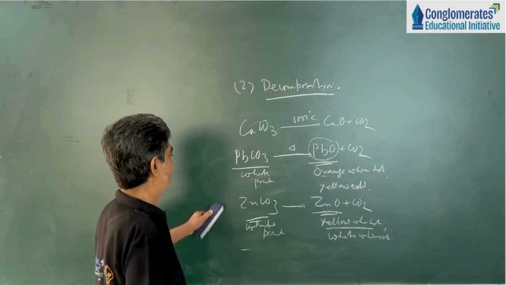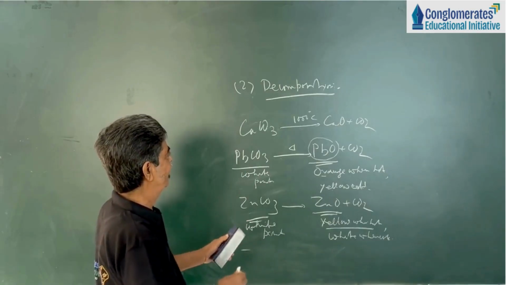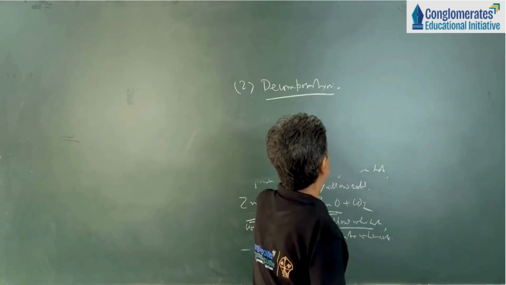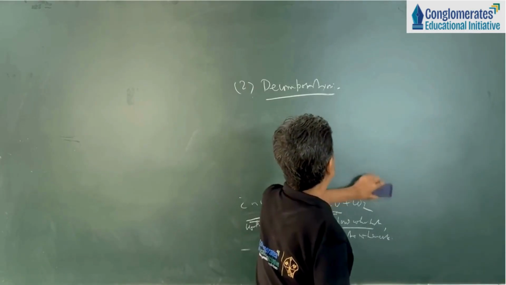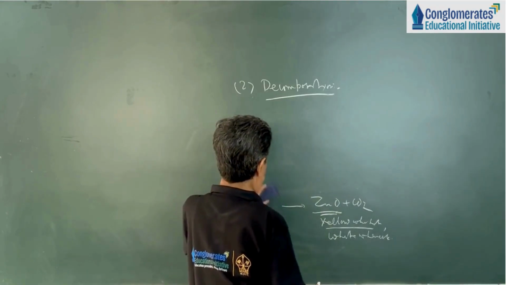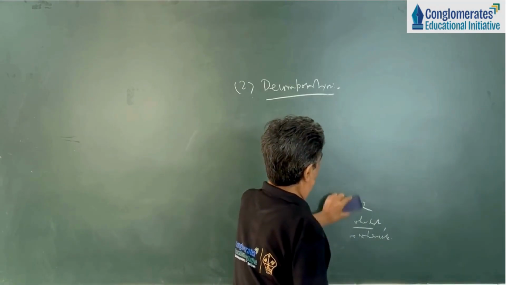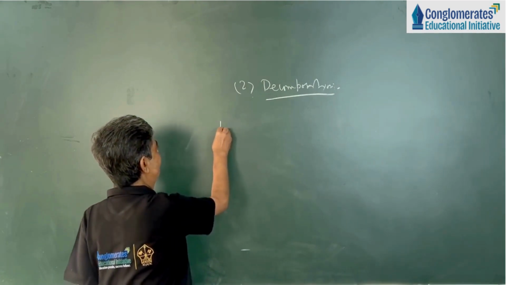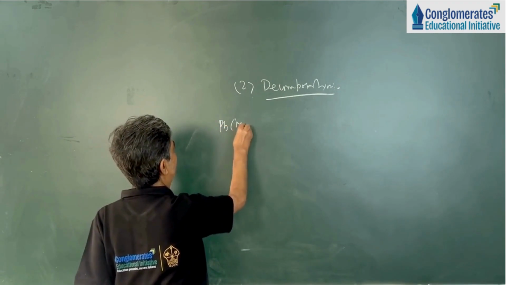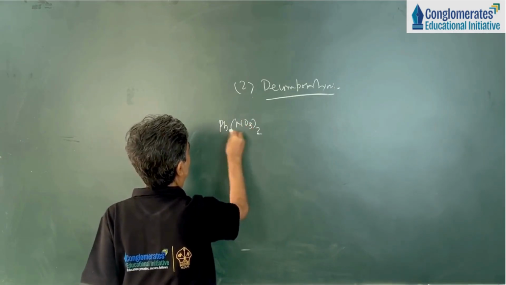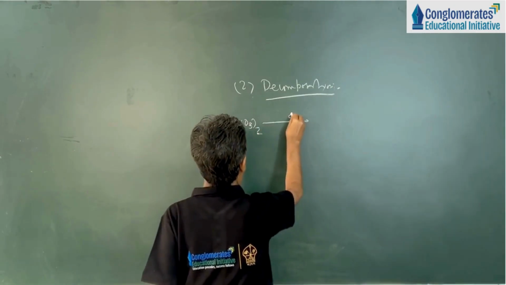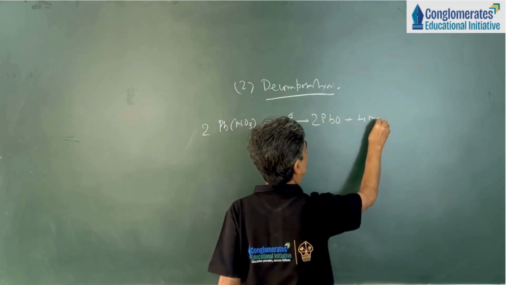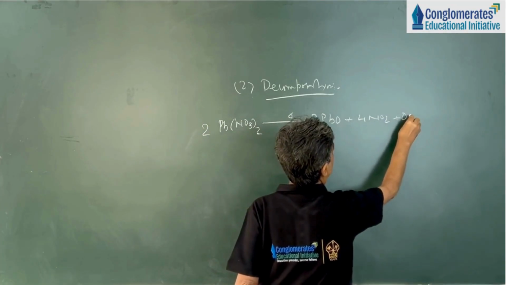Similarly, there are several reactions or compounds which change their color on decomposition. Now, another type of decomposition reaction I can show you, which you must know according to the syllabus, and it is also for your interest. This is a very important example. There is lead nitrate, heating of the nitrate salt. Now, when lead nitrate is heated, we will get 2PbO plus 4NO2 plus O2.